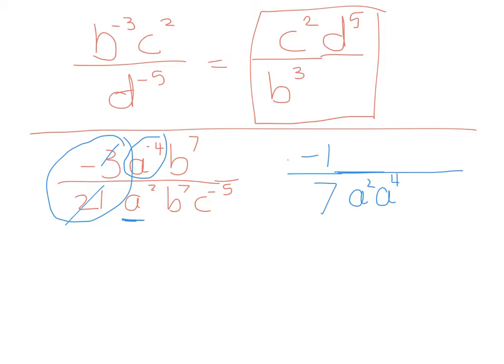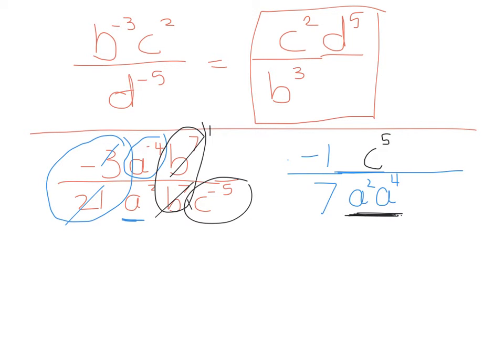Now I'm going to deal with b to the 7th over b to the 7th. Well, that's the exact same thing. That's going to equal 1 on the top and 1 on the bottom. C to the negative 5th, I'm going to bring it to the top and make it c to the positive 5. However, I'm not done yet, because in your answer you can't leave the base written out twice.